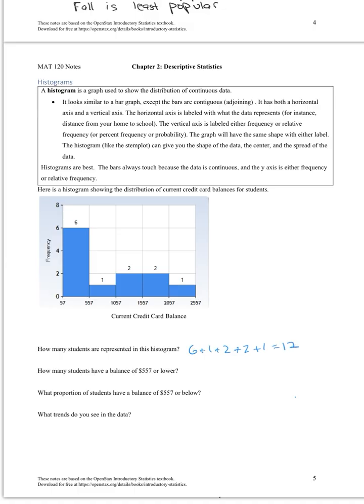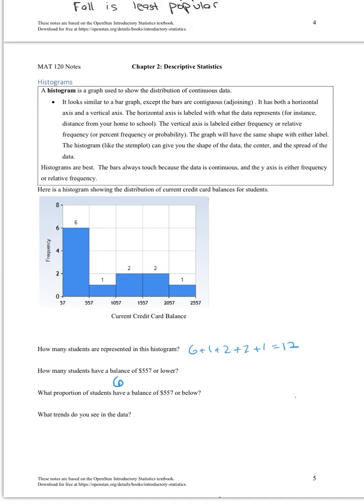Please notice that in a histogram, either the relative frequency or the frequency occurs on the y-axis. In this case, we have the number of students, so that would be frequency. Let's move on to the next question. How many students have a balance of $557 or lower? 557 appears here. Lower would be anything in this first box, so that means 6 students have a balance of $557 or lower.